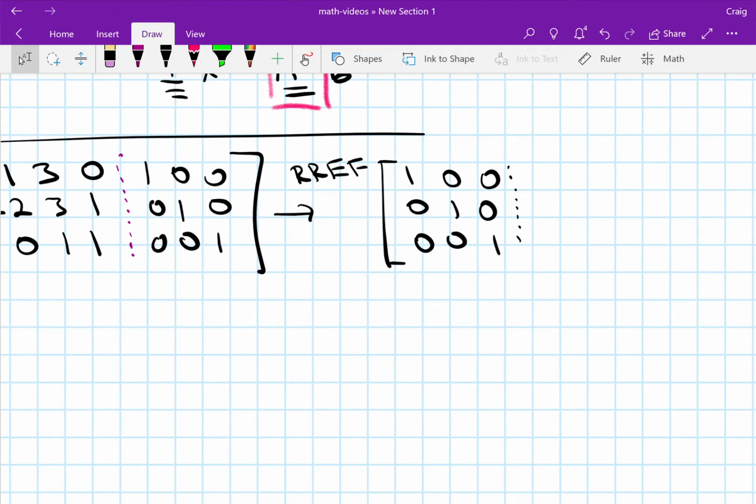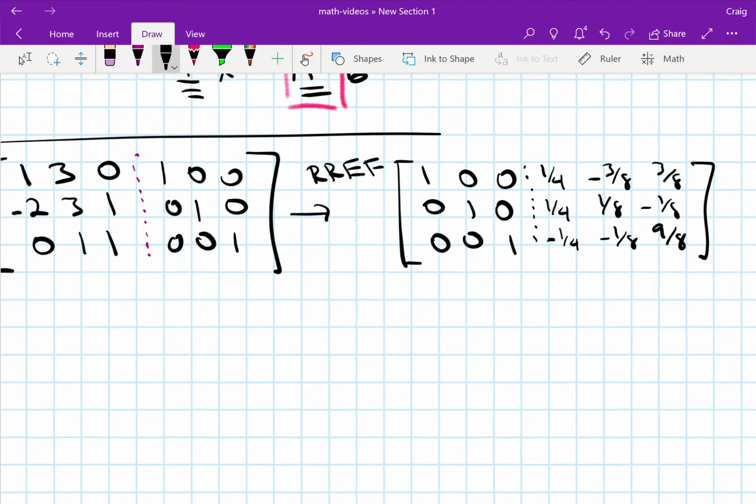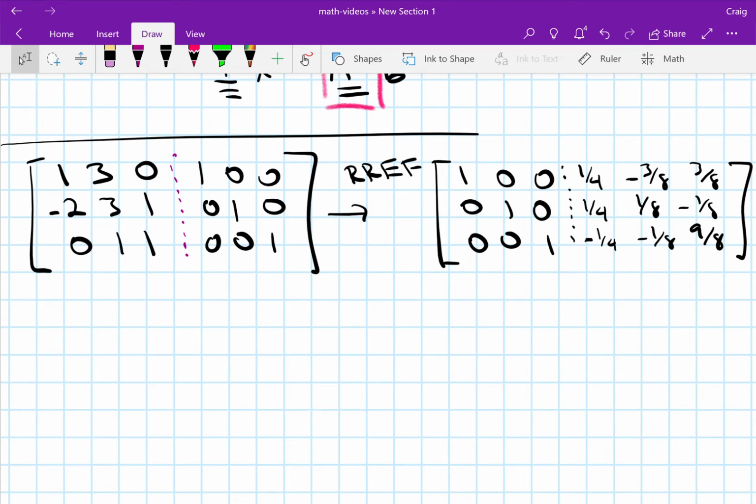So the first row of the identity matrix becomes 1/4, negative 3/8, 3/8, 1/4, 1/8, minus 1/8, minus 1/4, minus 1/8, 9/8. And so the point is that we must identify the new matrix, which the identity matrix has become after the Gaussian elimination steps, as the inverse.